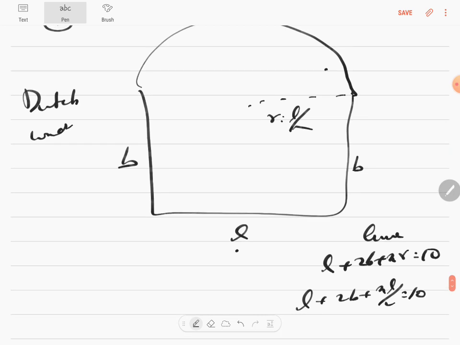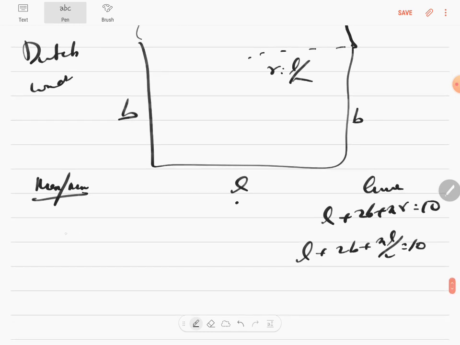The question is, what has to be maximum or minimum? Obviously the area, the ventilation. Maximum light must come in means ventilation. So the area is equal to length into breadth, plus the semicircle, which is pi r square by 2.